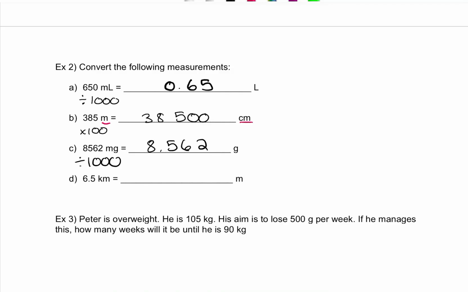D, kilometers to meters. So take a look at your chart. Where do you see a km and an m? Which direction are you going, multiplying or dividing, and by what number? In this case, you should notice again, we have only one step. We are multiplying by 1,000.